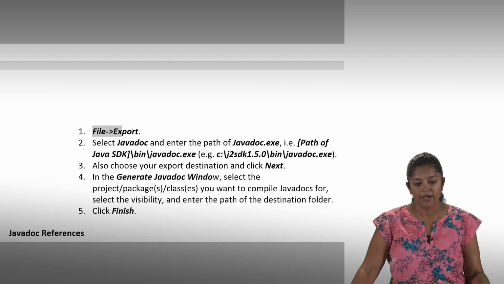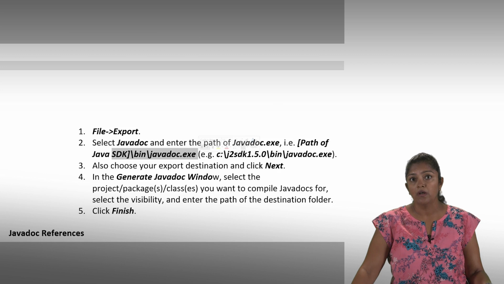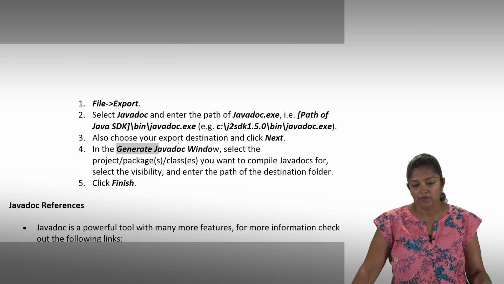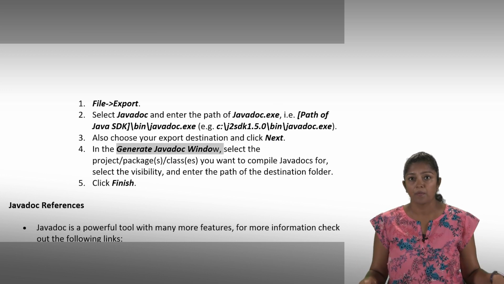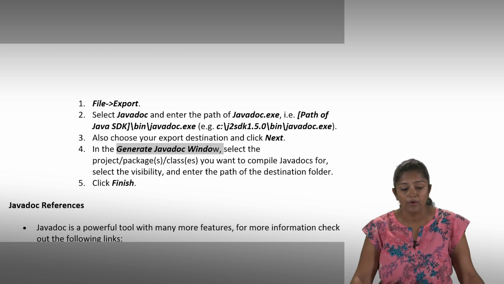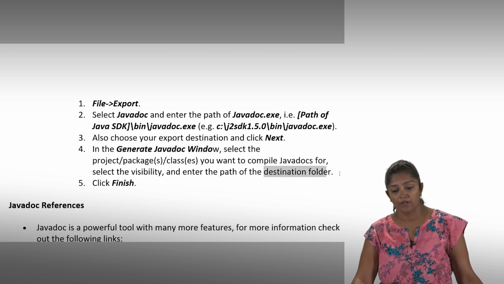You basically use the file export option and then say export as Javadoc. The first time you do it, you'll have to enter the path for javadoc.exe, and it would typically be inside the bin folder of the SDK, wherever your SDK is installed. So you would point to that and then say next, and then it'll take you to the generate Javadoc window. That's where it'll show the different options, the different visibility options, and you can select a path for the destination folder, and then you click on finish. So it'll generate the documentation. All of the documentation will be found at that destination folder that you selected.